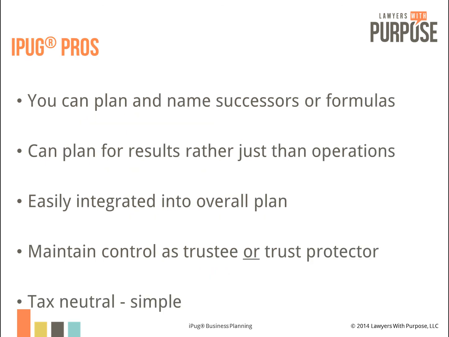What are some of the other advantages of doing a single-purpose IPUG? You can plan and name successors, or you can create formulas for successors. You can plan for results rather than just operations. A single-purpose IPUG is easily integrated into an overall plan. The client can maintain control as trustee or as trust protector, and a single-purpose IPUG is tax neutral and simple for clients. So these are all reasons why a client might pick a single-purpose IPUG.